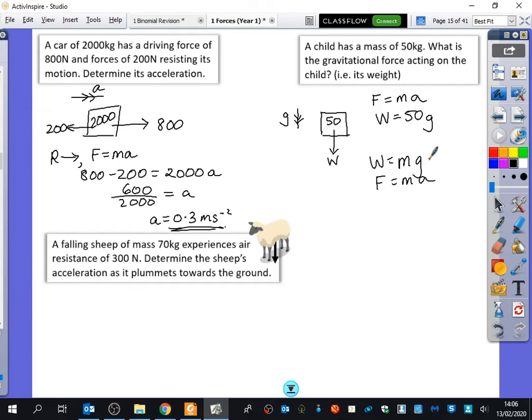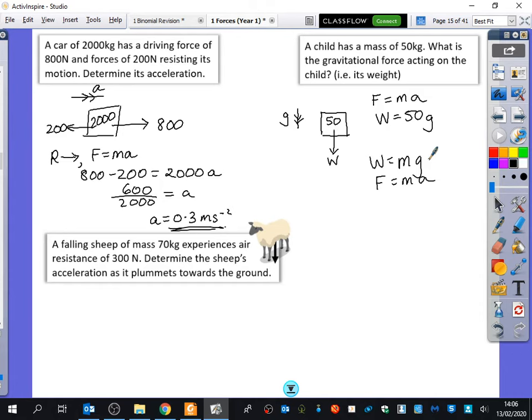Okay, this time we have got a slightly different question. It says a falling sheep of mass 70 kilograms experiences air resistance of 300 newtons. Determine the sheep's acceleration as it plummets towards the ground. Now, will the sheep's acceleration be 9.8?